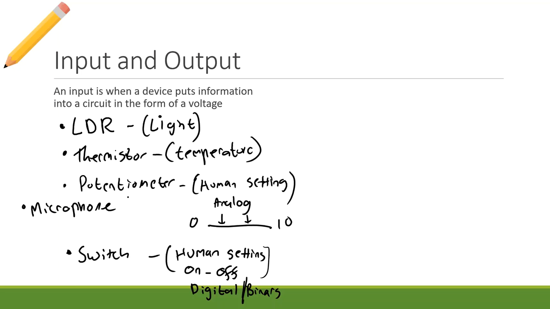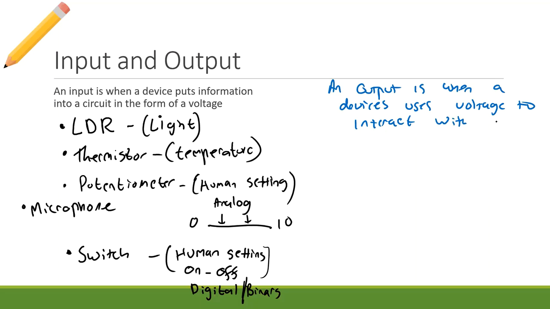So the last bit here is to talk about the opposite of these. An output is when a device uses voltage to interact with the world. Now, I probably could have written that down in a lot of different ways, but that'll do. That's just the basic here.